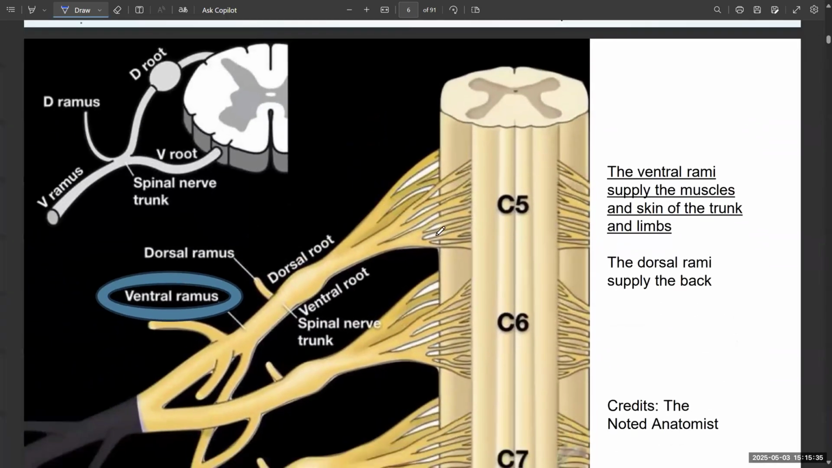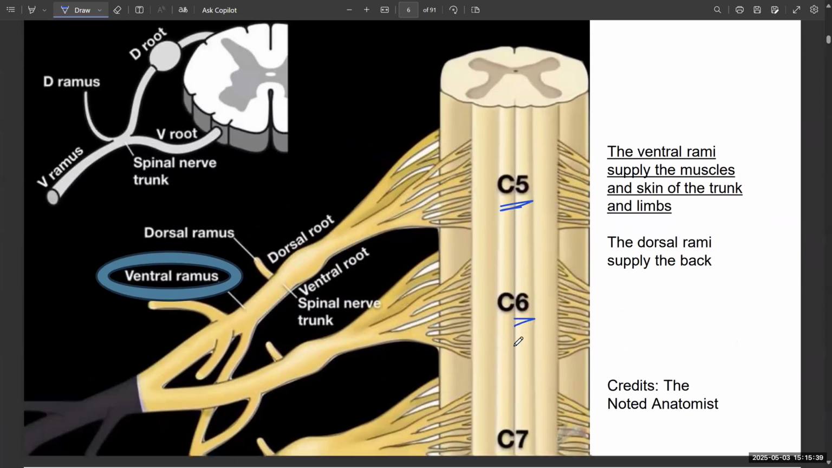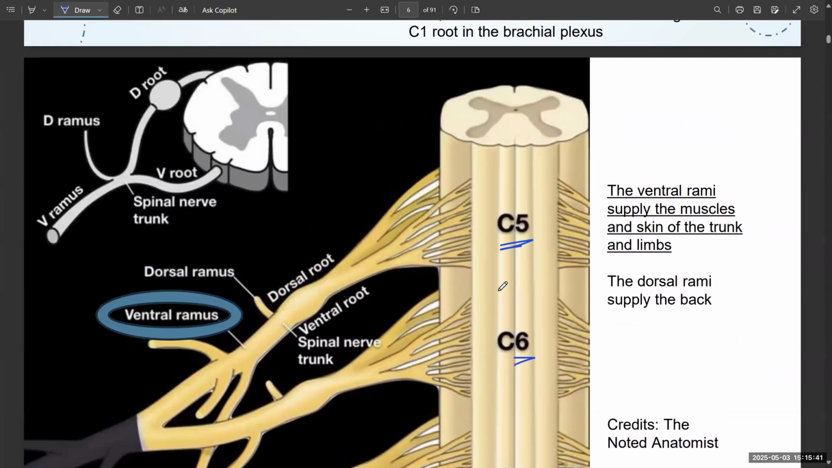Okay, so we have C5, we have C6, and then we have C7. From what we can see in the diagram, this part coming out from the front is called the ventral root. And from the back, you have the dorsal roots. So the ventral root and the dorsal root are going to join over here, you can see. They're going to join here and give you the spinal nerve trunk.